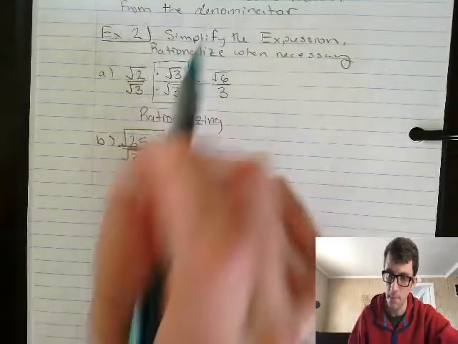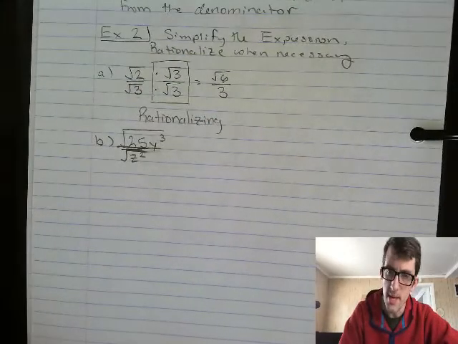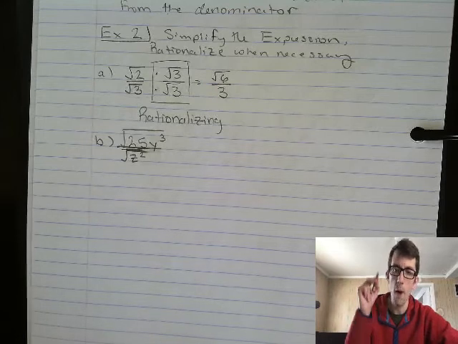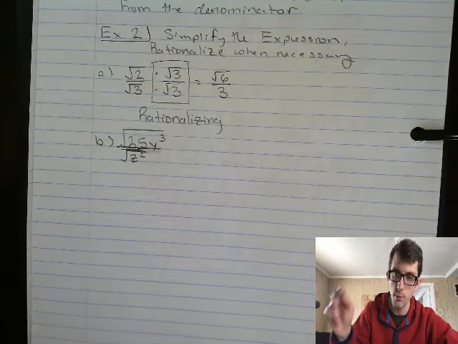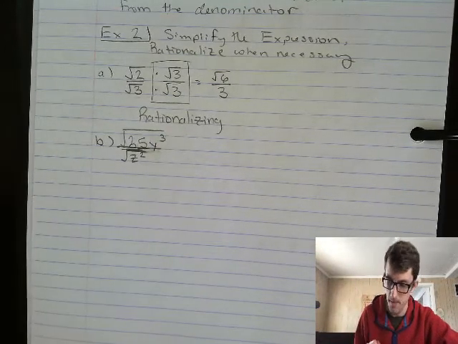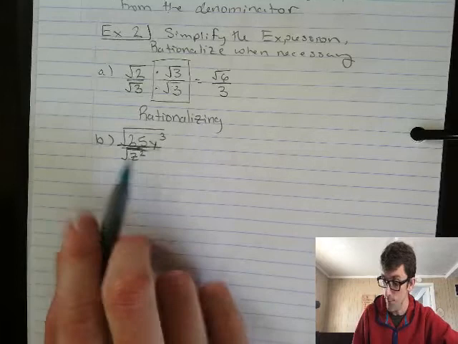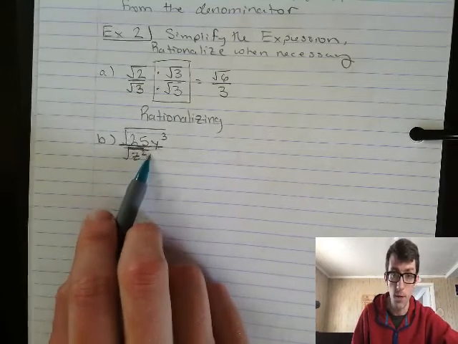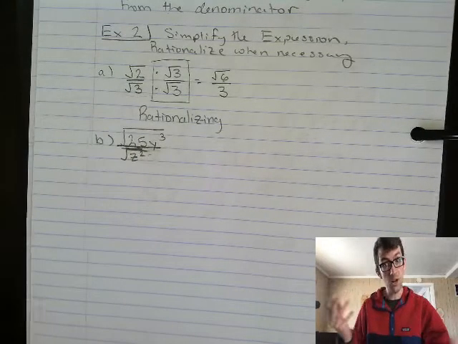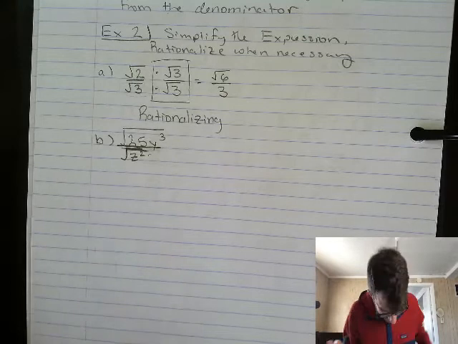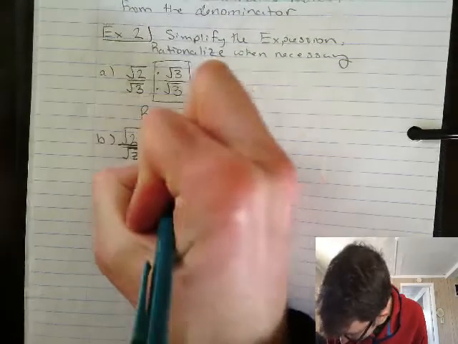Now, notice I say rationalize when necessary. There will be some instances that you will want to simplify the square roots first. Okay? Like here. If we take the square root of z squared, that takes care of my square root.